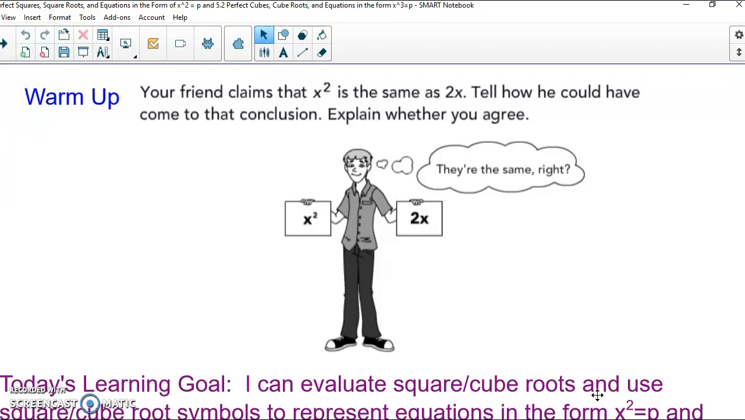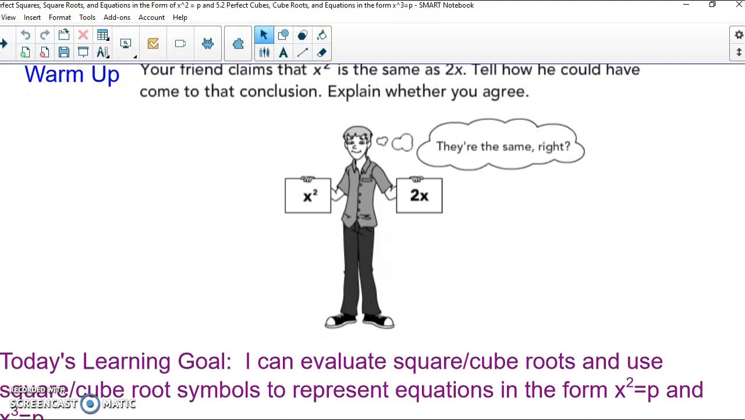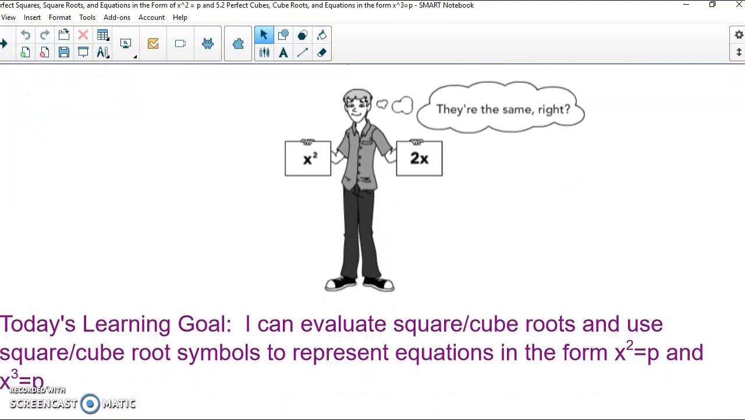So, we touched on this warm-up question a little bit in class on Friday. The argument whether x squared is the same as 2x. So that is just kind of to introduce our topic for today. So we'll talk about this more in class, but you'll have a lot more ideas after today's lesson.